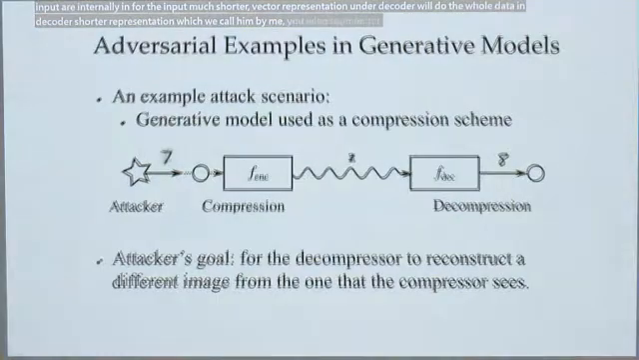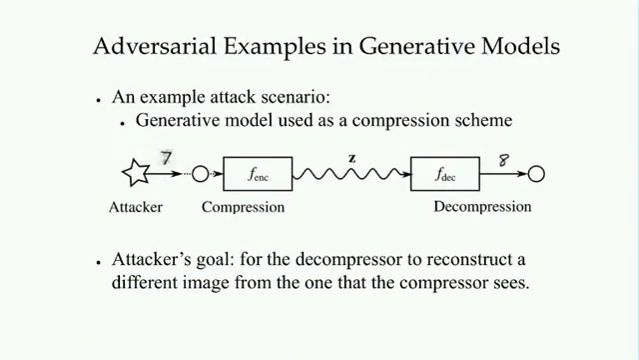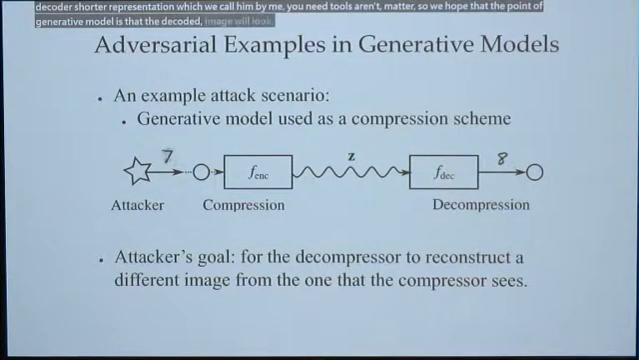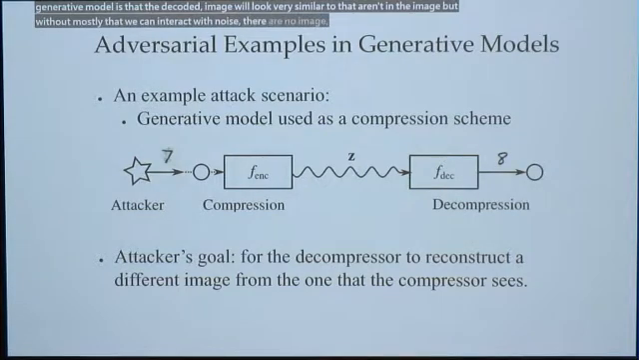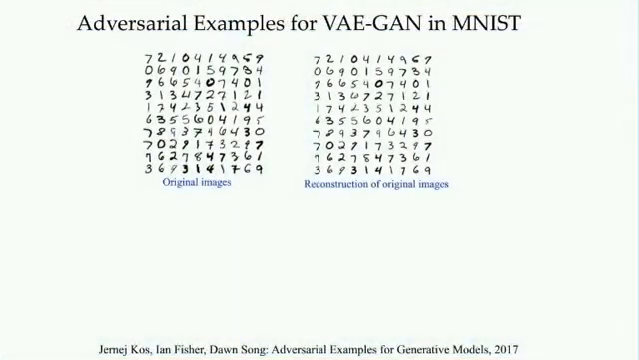The point of a generative model is that the decoded image will look very similar to the original image. But we demonstrate that we can inject noise onto the original image so that the decoded image can be totally fooled. So here is an example.